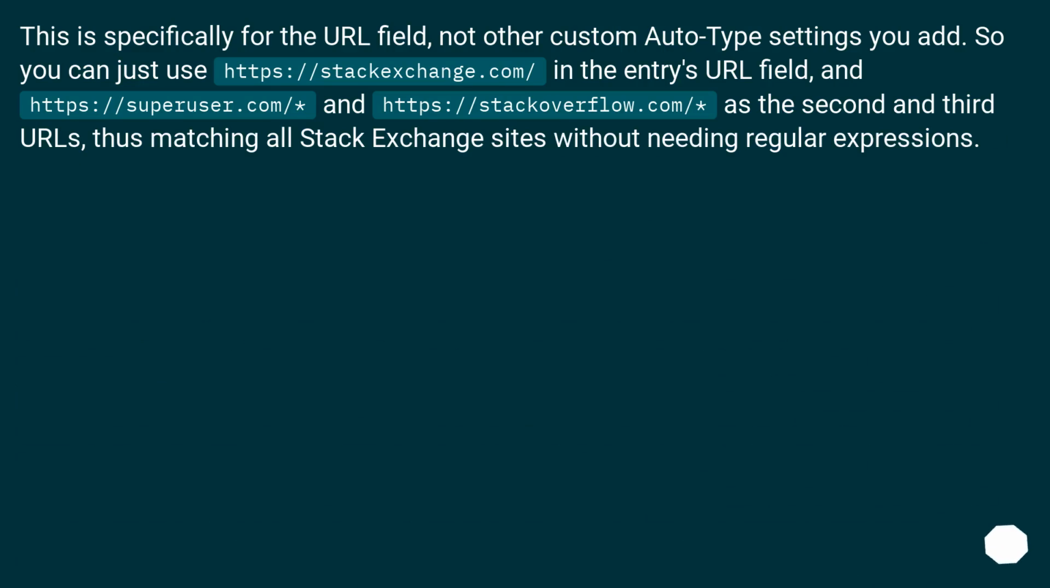So you can just use https://stackexchange.com/ in the entry's URL field, and https://superuser.com/ and https://stackoverflow.com/ as the second and third URLs, thus matching all Stack Exchange sites without needing regular expressions.